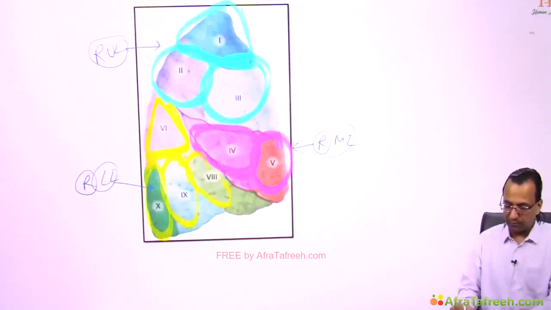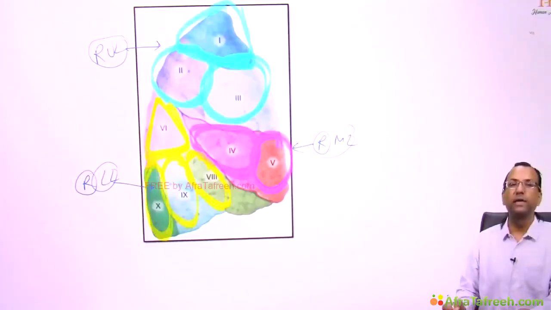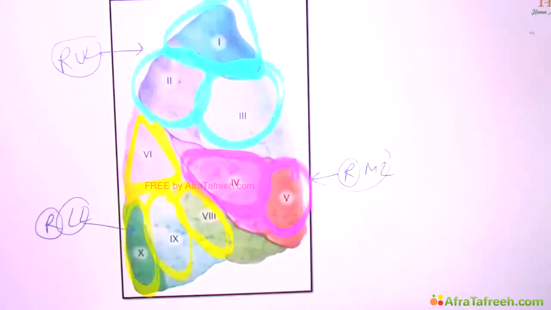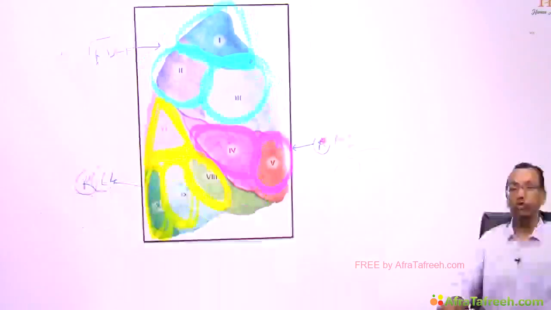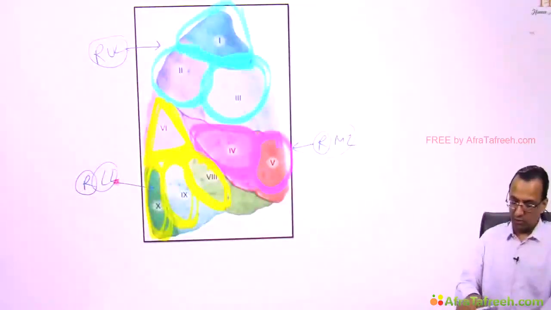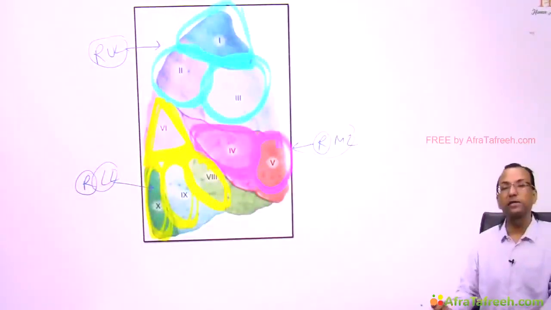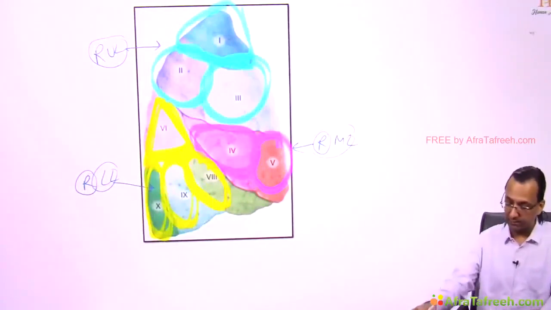And what are the names of the 4 basal? I cannot see 1 basal. Why? Because it is hidden. So there are 4 basal, but 1 basal is hidden. Okay, so this is the diagram which we are supposed to draw. The right upper lobe has 3 BPS, the right middle lobe has 2 BPS, and the right lower lobe has 5 BPS, 1 apical and 4 basal. Let's draw the diagram.